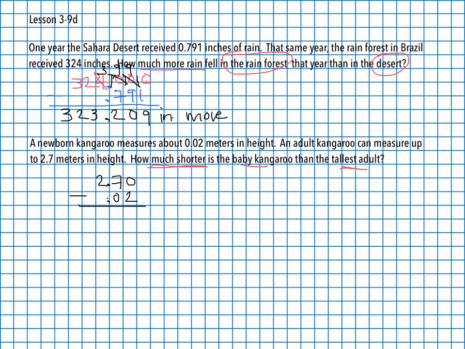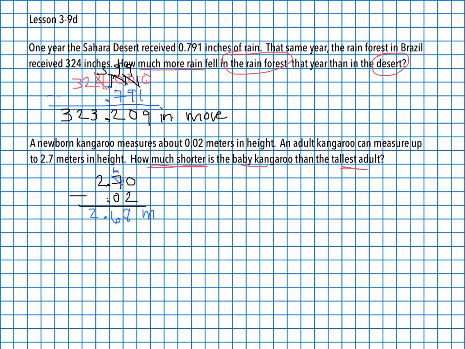I cannot take 2 from 0, so I'm going to go over to my neighbor. 7 becomes 6. This 0 becomes 10. And I can do 10 minus 2 is 8. 6 less 0 is 6. Bring down my decimal point. 2 meters. So the baby kangaroo is 2.68 meters shorter.